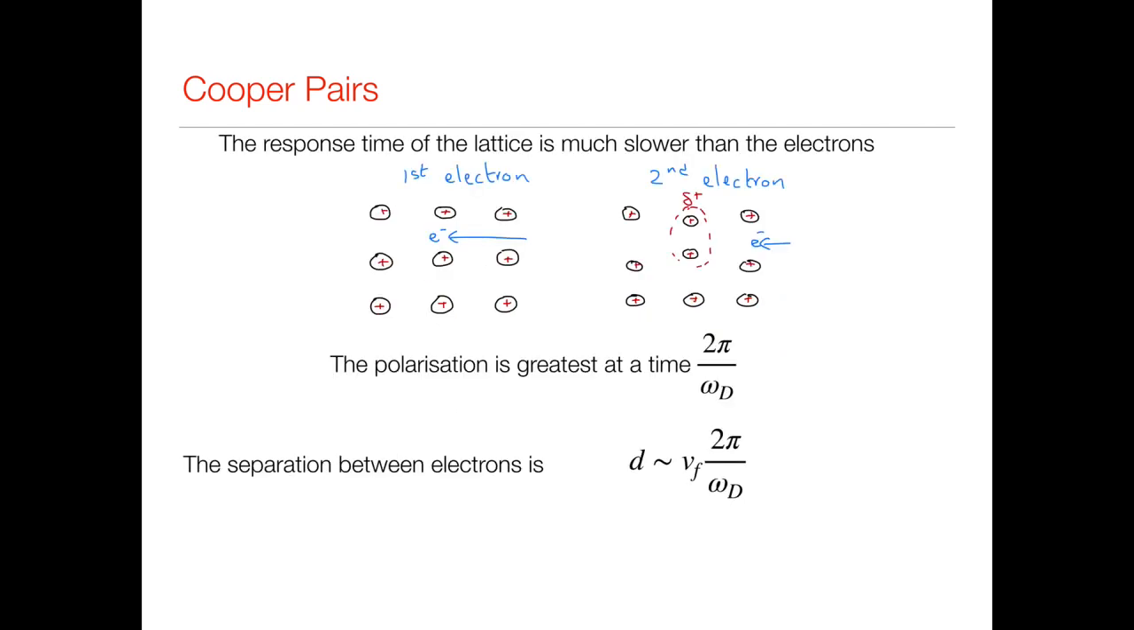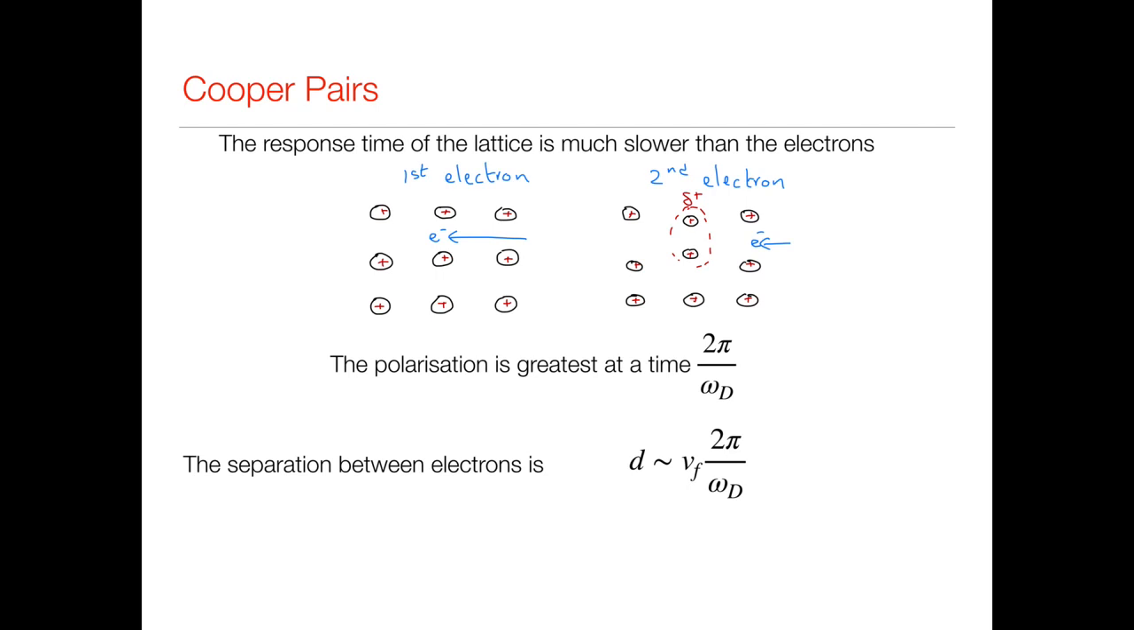Now, the key thing in this is that the response time of the lattice is much slower than that of the electrons, quite simply because the electrons are very light and the ions in the lattice are 1,000 or more times heavier. So when is the polarization the greatest? We've got these two ions, they see the negative charge go through, they're attracted to each other, they move together. How long does it take them before they reach their maximum state of polarization? Well, it's related to the vibrational frequencies in the material. The faster the material is able to vibrate, the quicker it responds.